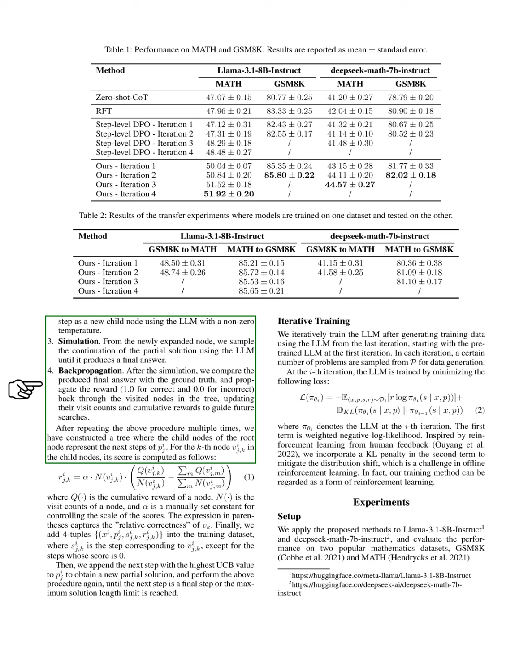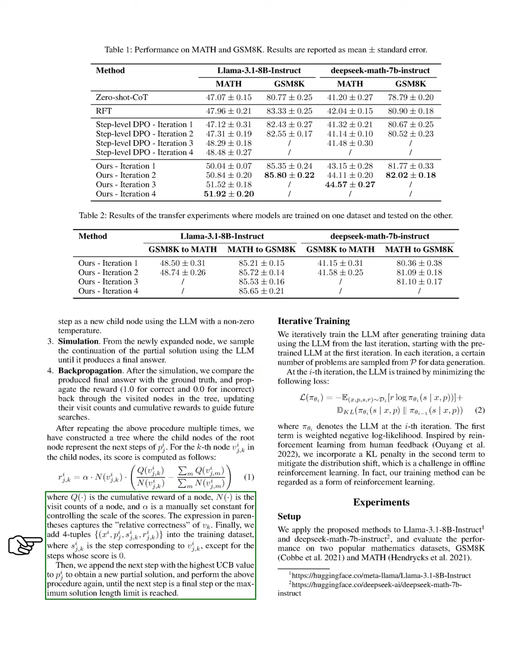4. Backpropagation. We compare the final answer to the correct one, updating the visited nodes in the tree with rewards to inform future searches. After repeating this process, we build a tree where the child nodes represent the next steps of the partial solution. We calculate scores for these nodes based on their cumulative rewards and visit counts. We then add relevant tuples to our training dataset and continue the process until we reach a final step or hit a maximum length limit for solutions.